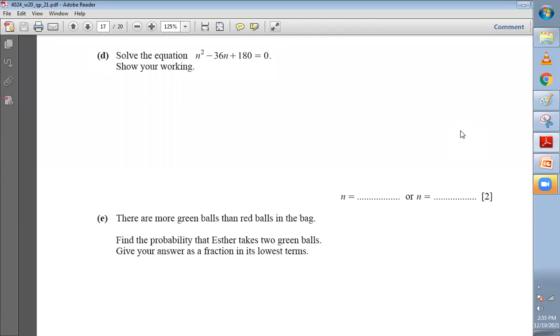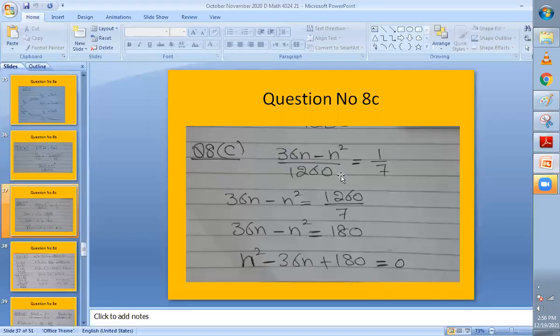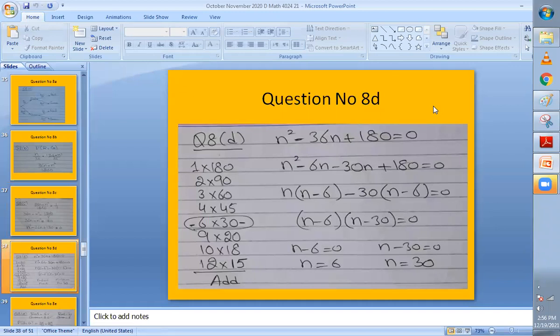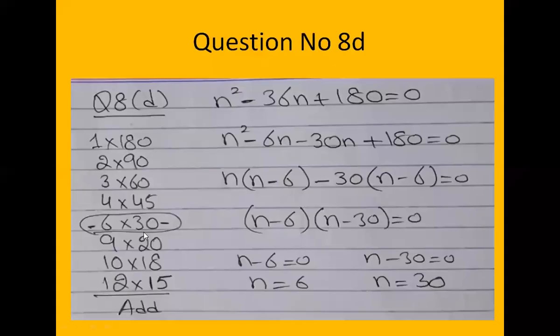Then he says solve the equation n squared minus 36n plus 180 equals 0. Show your working. It's a 2-mark question. I will use factorization. You can apply the quadratic formula as well, but I know that this can be factorized, so I will use the middle term breaking. When I multiply the extreme terms, I get 180, so I write the factors of 180 here: 1 into 180, 2 into 90, 3 into 60, 4 into 45, 6 into 30, 9 into 20, 10 into 18, 12 into 15.